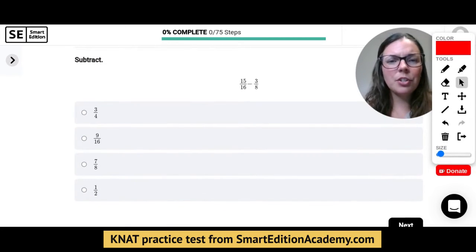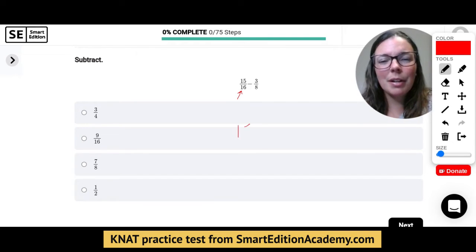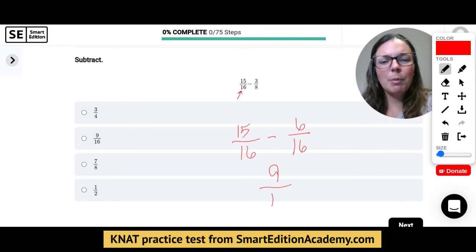All right, let's subtract fractions. 15 sixteenths minus 3/8. So it looks like, since I need to find a common denominator, 16 will be a good denominator to choose because 8 times 2 is 16. So this one, we can actually keep the fraction. And now let's convert 3/8 to something over 16. So 8 times 2 is 16. So we have to do 3 times 2, which is 6. So now we can just subtract 15 minus 6, which is 9, and keep the bottom. So 9/16.